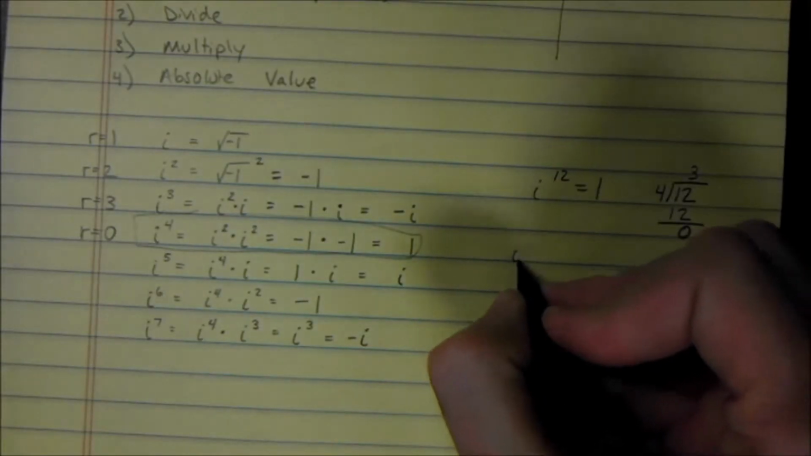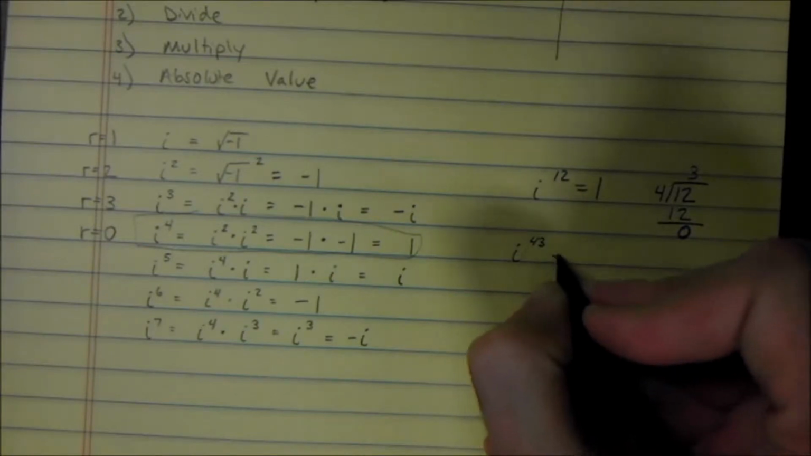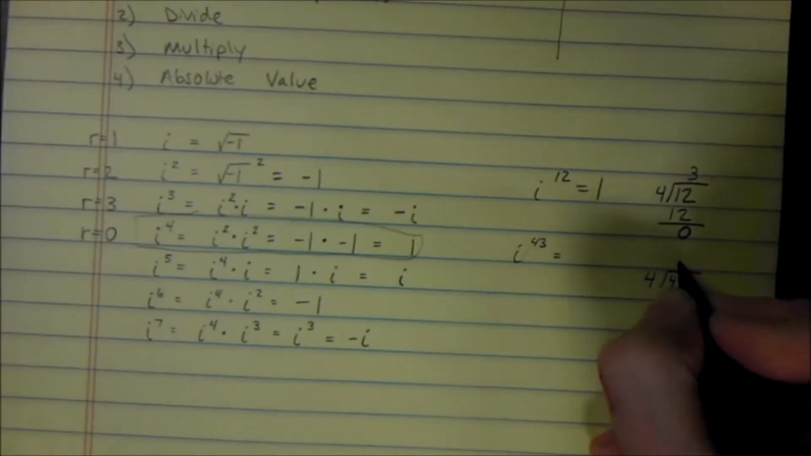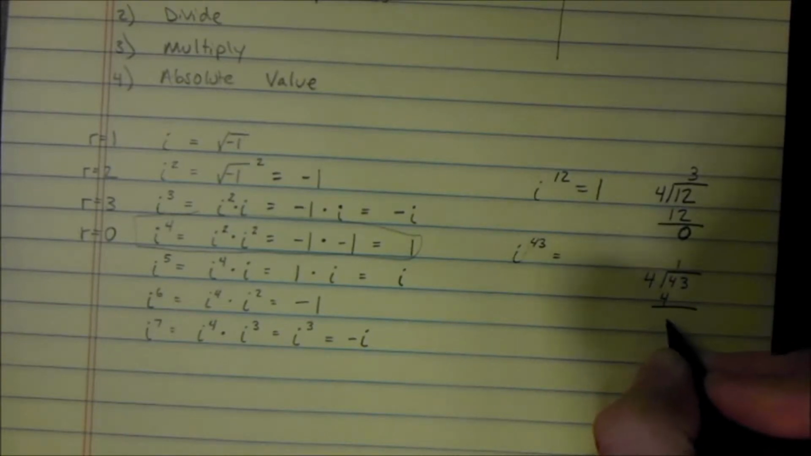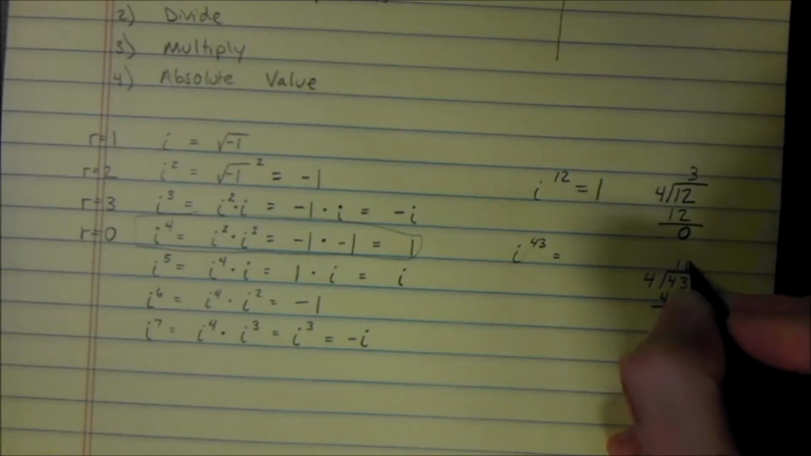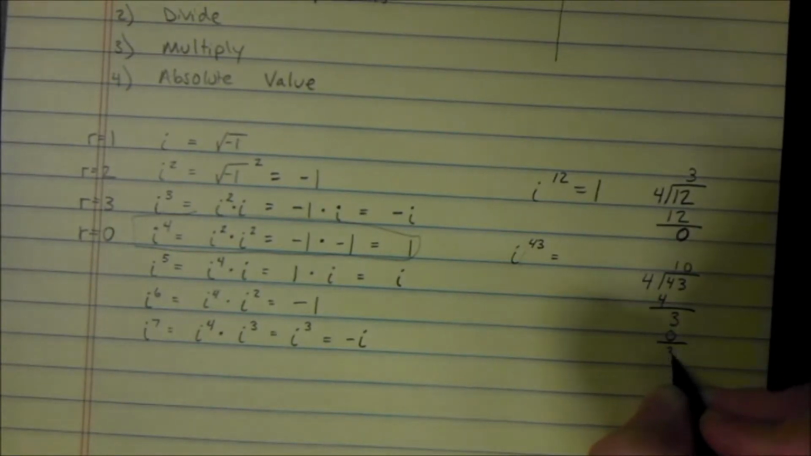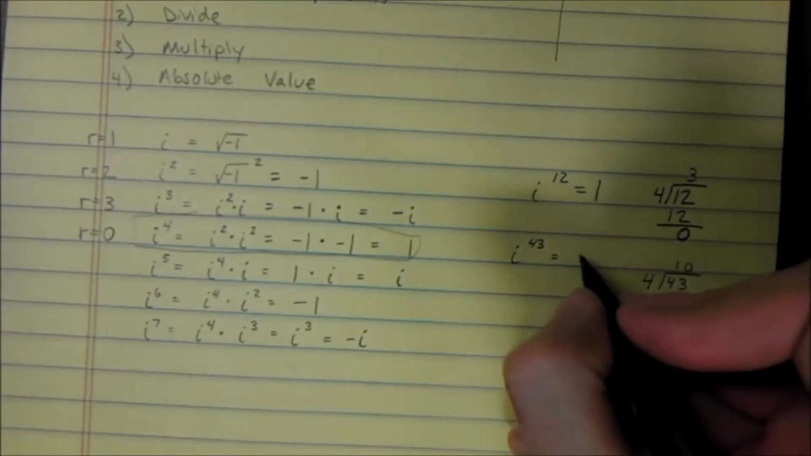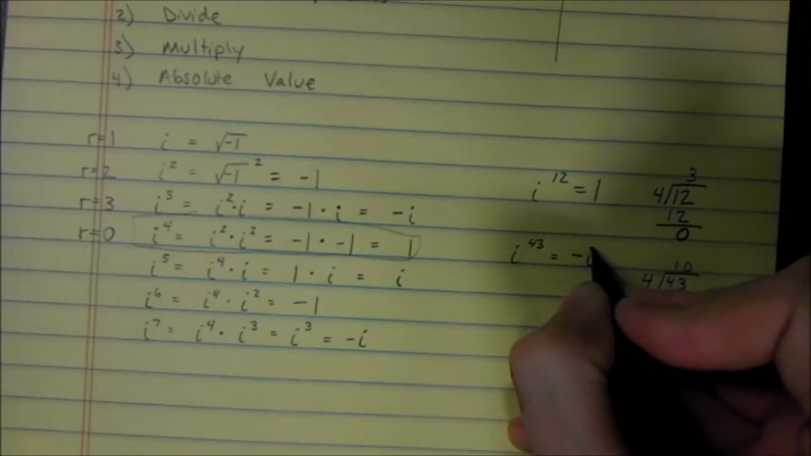Okay, what if we had i to the 43rd power? Well, again, 4 would go into 43 one time, and then it goes into 3 0 times, and we get a remainder of 3. Remainder of 3 corresponds with -i.